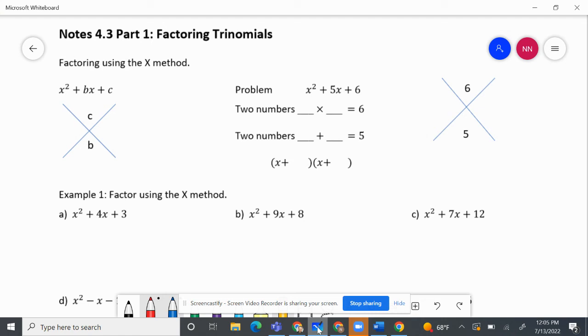We're going to continue with factoring. What we're going to be doing is factoring trinomials. Remember, trinomials means three terms. We're going to use the X method as a graphic organizer to help us understand how to factor.